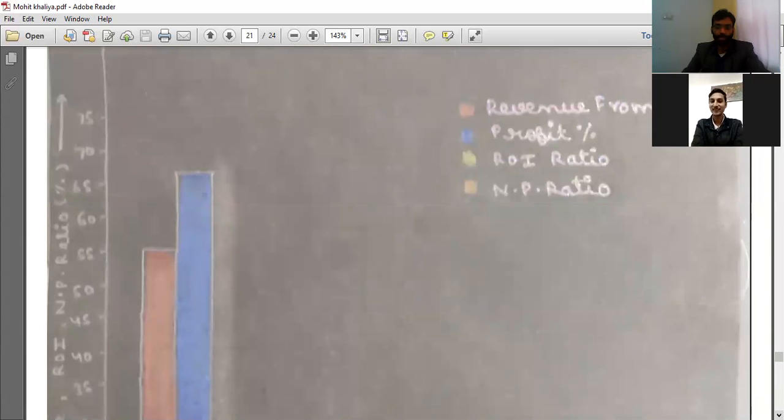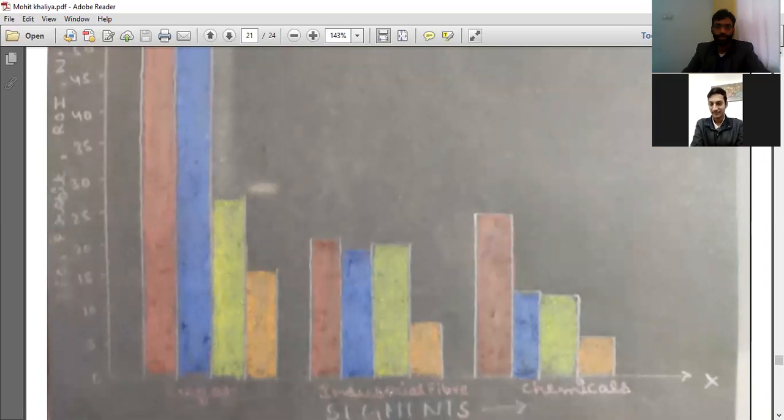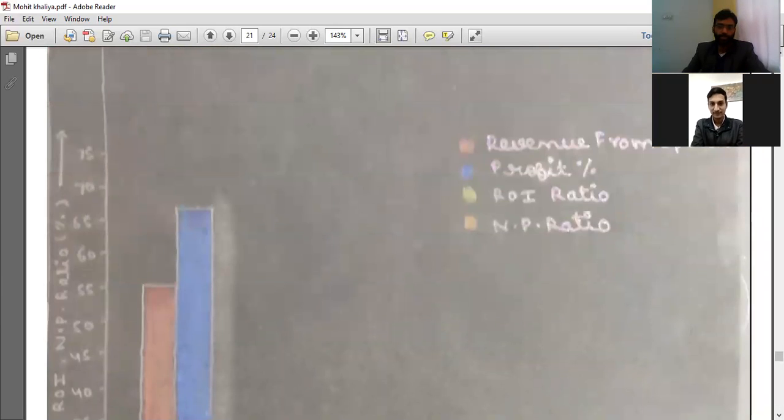Okay, now I can see one bar diagram you have presented here. A nice colorful picture you have presented, a nice diagram. Here you have given a comparison of revenue from operation, then profit percentage, then return on investment, and then net profit ratio. What is the difference between profit percentage and net profit ratio?